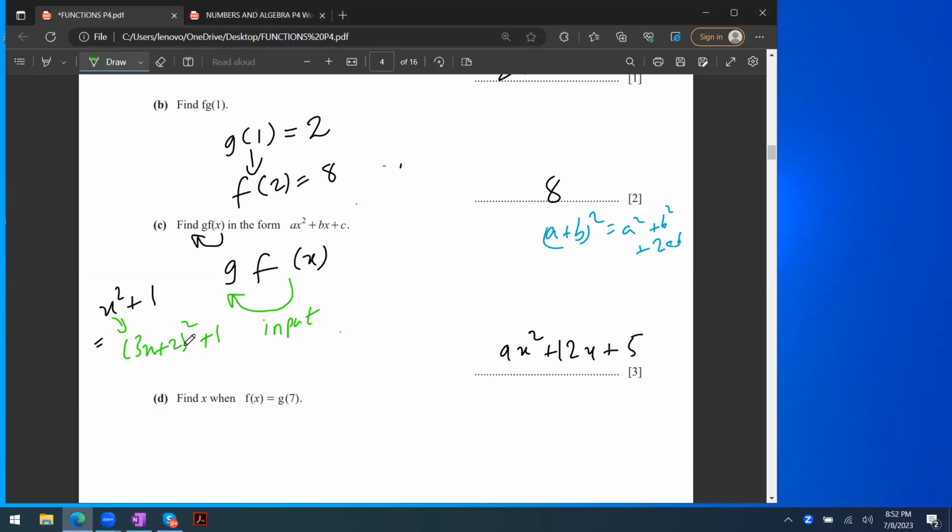How to open this bracket? It's a square plus b square. A is 3x, so 3x square is 9x square. B is 2, so 2 square is 4. And what is 2ab? 2 times 3x times 2. And this one also becomes here, carried forward. Now you can just simplify: 9x squared, 3 2s are 6, 6 2s are 12, 12x, 4 plus 1, 5. So you have got the quadratic equation.